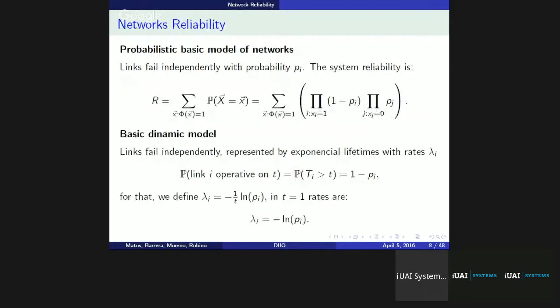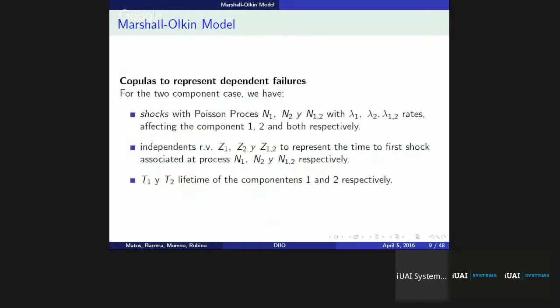And we have the two models, and after that we can define the Marshall-Olkin models. The Marshall-Olkin model uses the copulas of Marshall-Olkin, and the easiest way to see it is with an easy example. For example, I want to take two components. Yes, it's the easiest case.